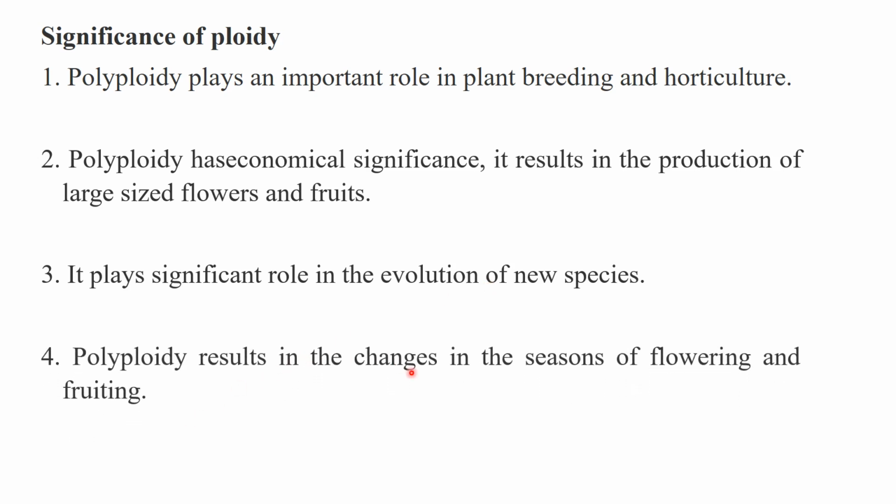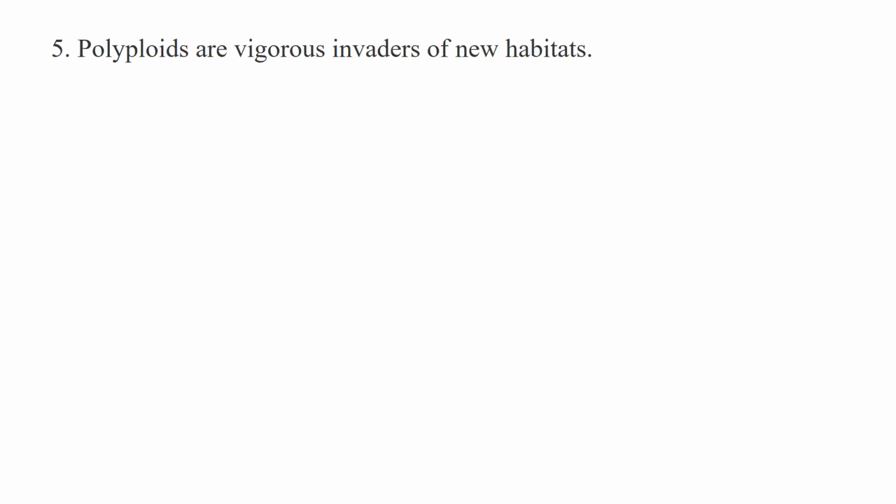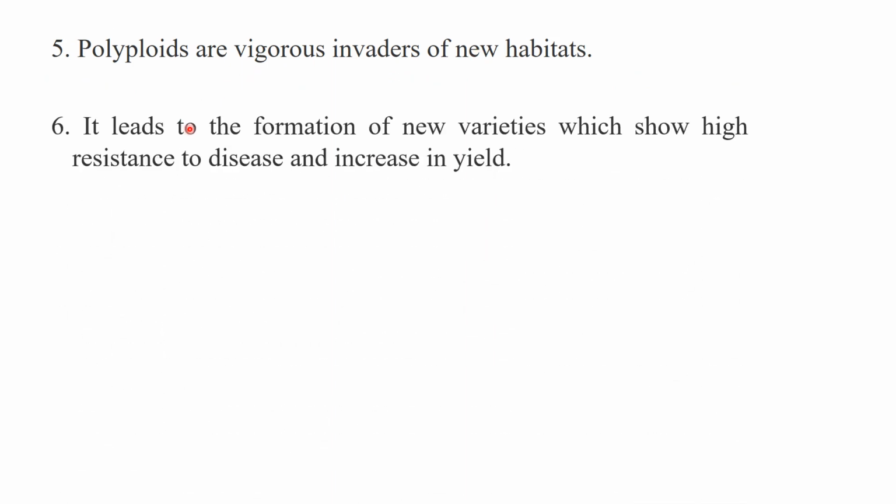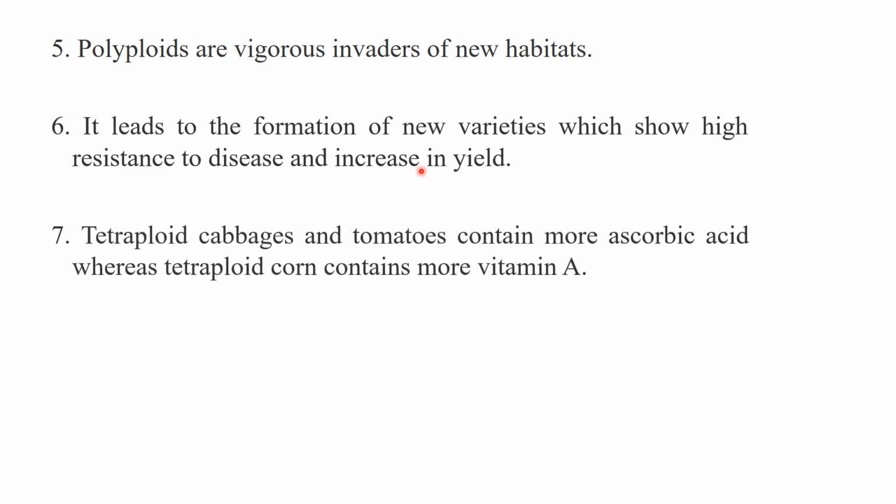Polyploidy results in changes in the season of flowering and fruiting. Polyploids are vigorous invaders of new habitats. It leads to the formation of new varieties which show high resistance to disease and increase in yield. New varieties are produced, so resistance increases and yield also increases.